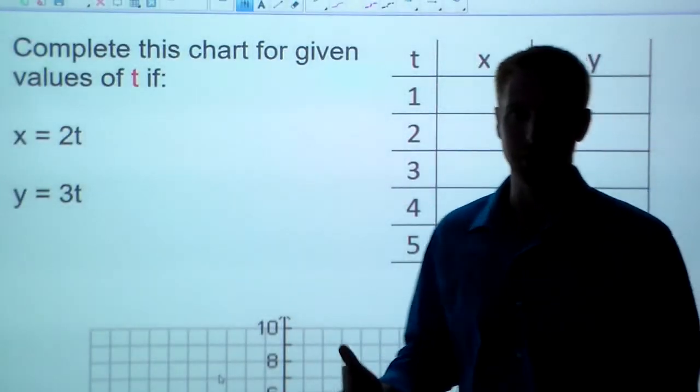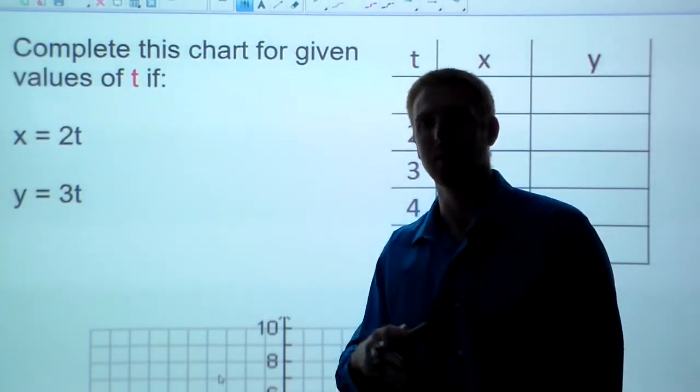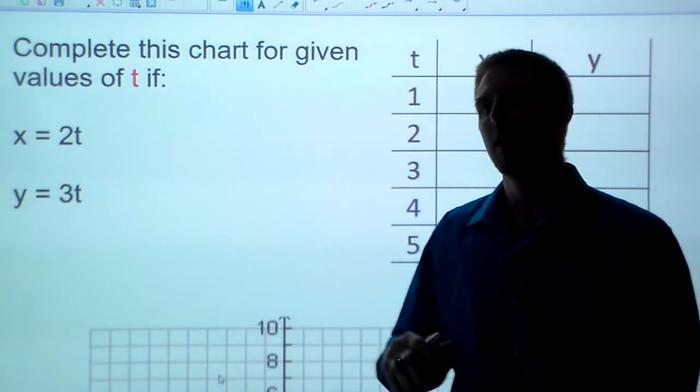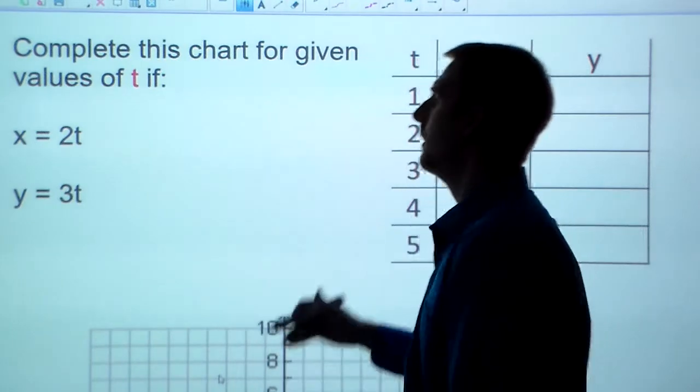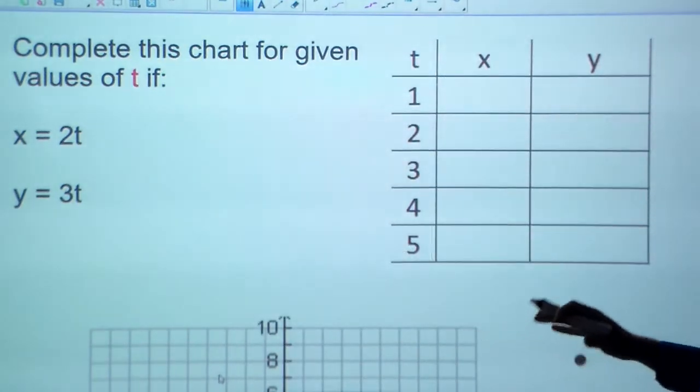This section is about parametric equations. It's one of my favorite areas in math because it allows you to make all sorts of animations. Pretty much every animation you see me making in Desmos, I'm using parametric equations to make it happen. So I'm going to get your feet wet with this little warm-up problem.